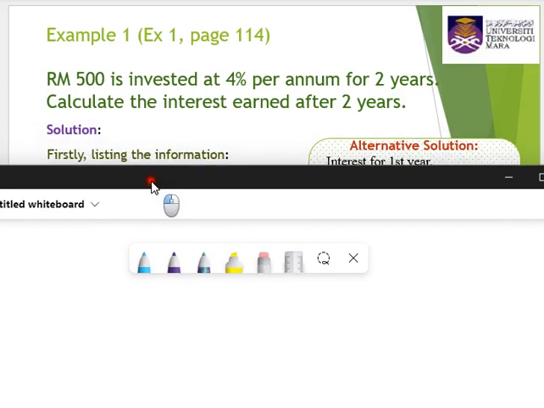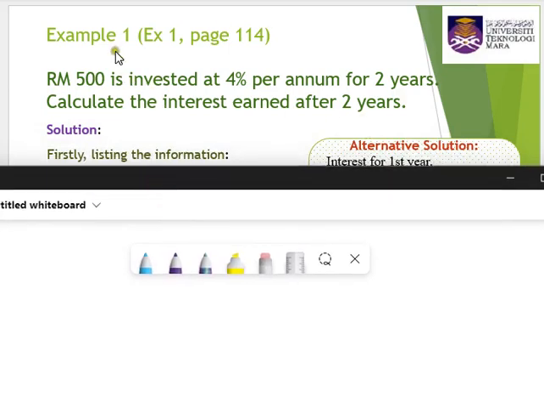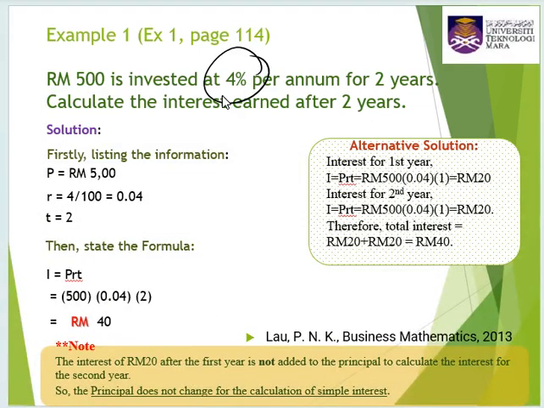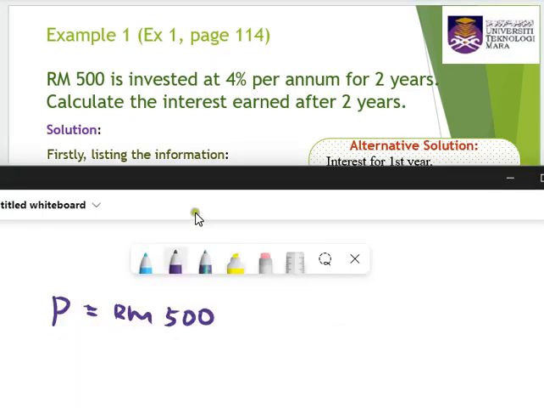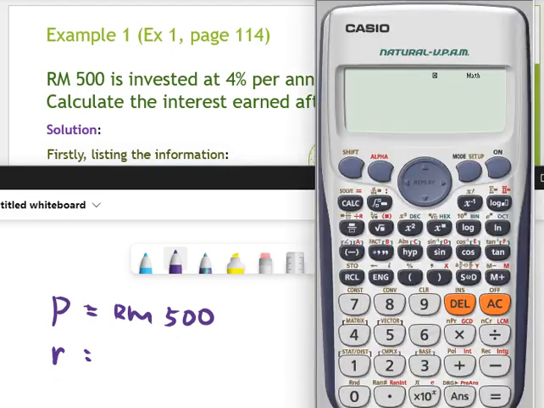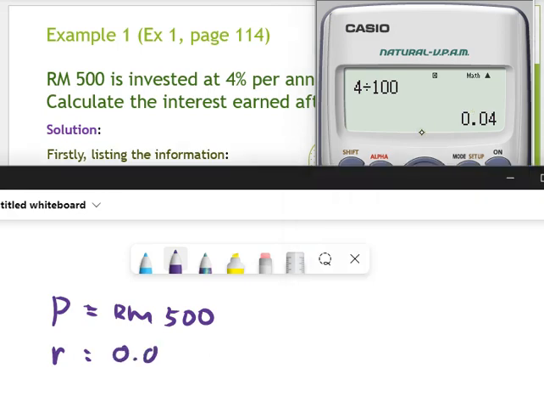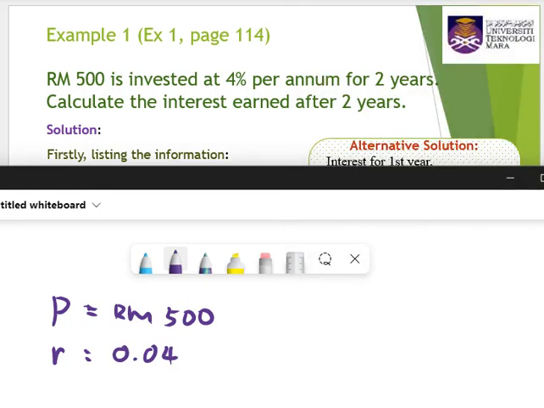First of all, we need to list out all the information from the problem as stated in the question. We highlight P, that is the principal, 500, given in the question. 4% here is the rate, so that is R. R is equal to 4%. Change the 4% to a value: 4 divided by 100, so you will have 0.04. Next, per annum for 2 years, so obviously the T value is 2.